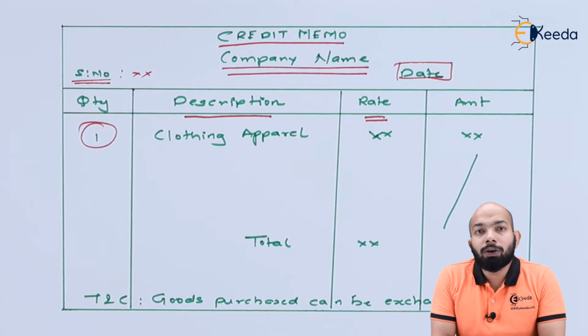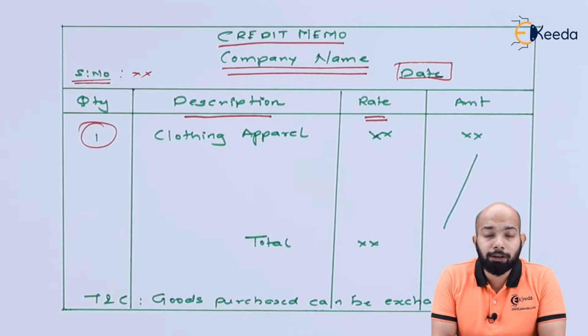Hence, when 10 quantities are being returned by the customer and one quantity's price is somewhere around 100 rupees, that means the total amount of credit note that has been given to him is worth 1000 rupees. 10 into 100 gives you 1000. So when we talk about any kind of refund or credit note being issued by the seller to the buyer, all these details are very necessary. And the last column will have again the total itself, that means the total amount.